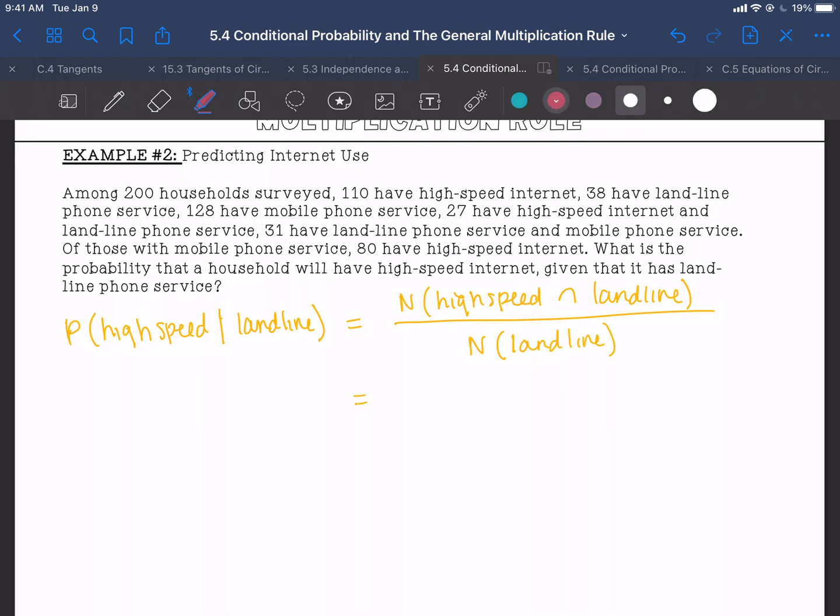So, if we look here, the number that has high speed and a landline, that would be 27, have high speed internet and landline phone service. And then also we need the number that have a landline, and that would be 38 have a landline phone service. So we would take 27 out of 38, which is approximately 0.7105.